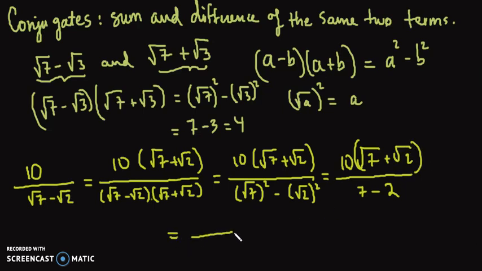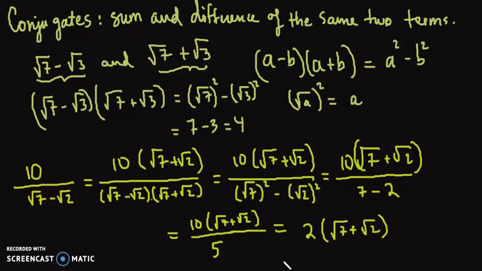And then the denominator here is 5, and you would have 10 times square root of 7 plus square root of 2. Now 10 divided by 5 is equal to 2, times square root of 7 plus square root of 2, and then when you multiply it out, you will see 2 times square root of 7 plus 2 square root of 2. Okay, so this is simplified.